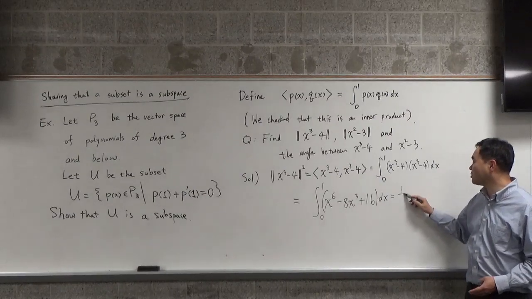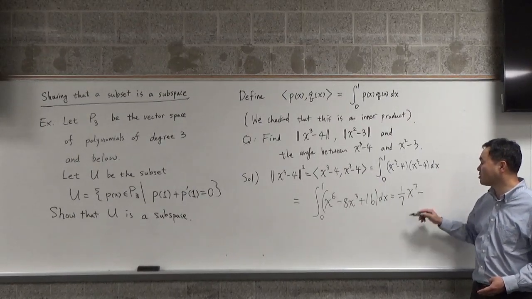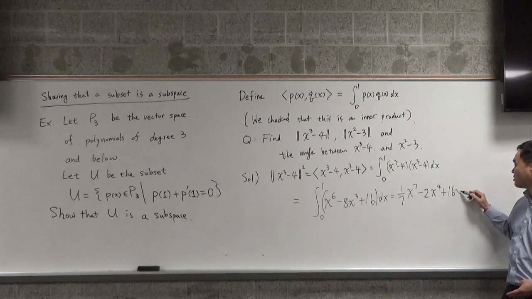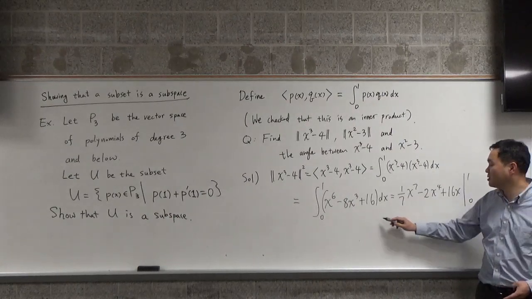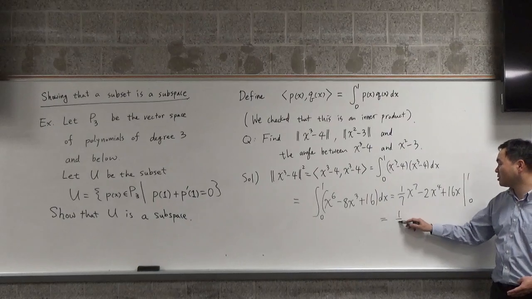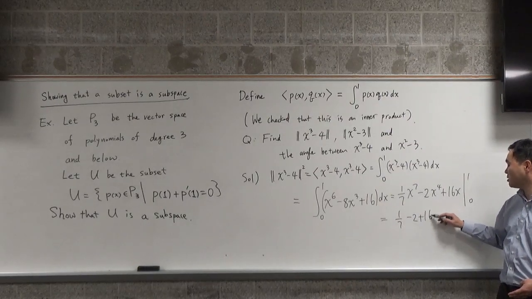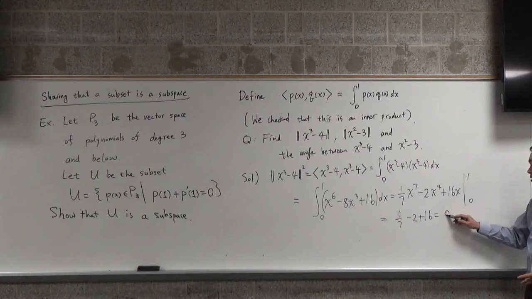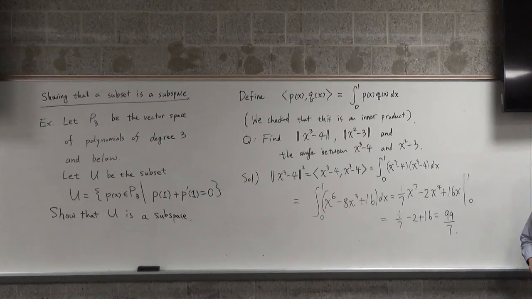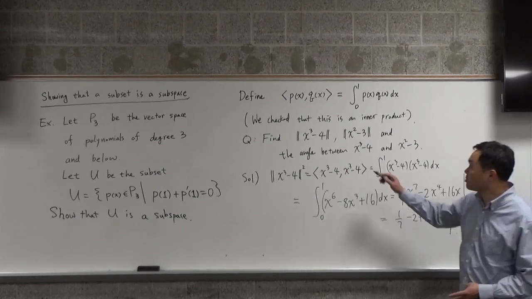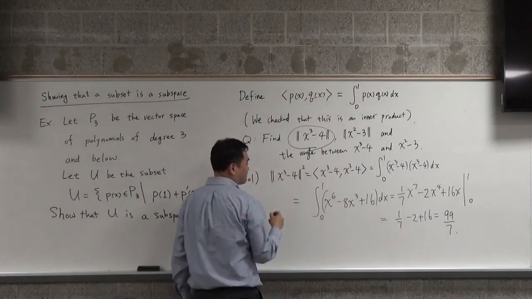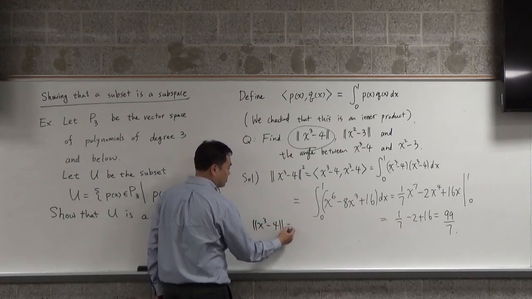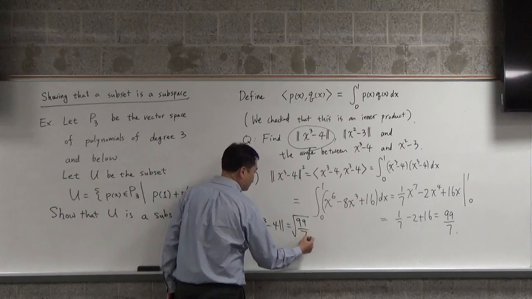And that gives you 1/7 of x to the 7th minus 2x to the 4th plus 16x, and you plug in 1 and 0. So it's going to be 1/7 minus 2 plus 16. So you get 14, 49, 98, 98 plus 1, 99 over 7. So that's what you get. And therefore, the answer to the first question is 99 over 7, square root. Square root of 99 over 7.